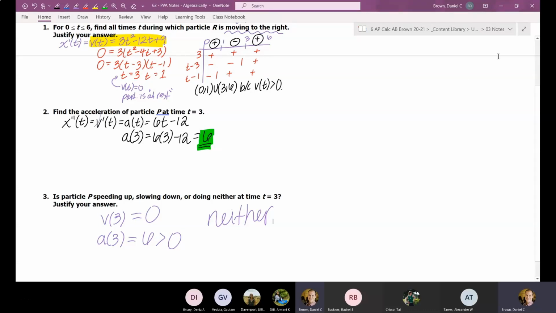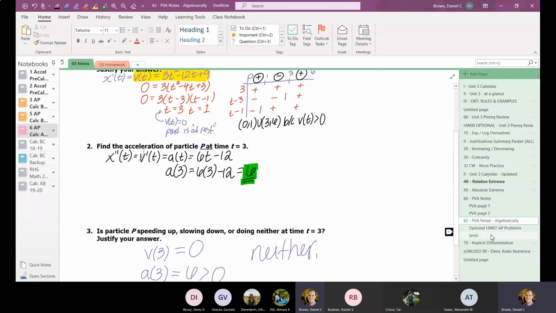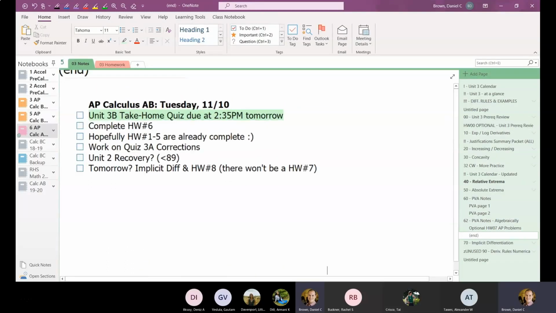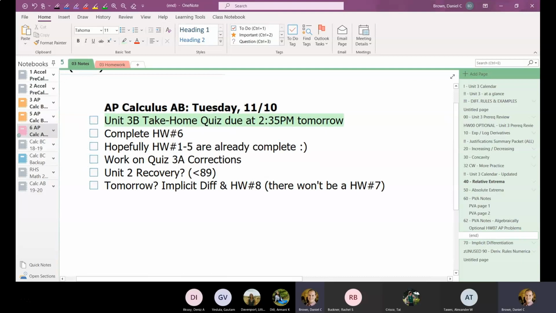So that's actually it for notes. I didn't plan on it taking too long today. Here is the checklist of what I want you to get done today, things to be thinking about. Remember, you do have that Unit 3B take-home quiz. I know some of you have already submitted that, which is great. I have not looked at it yet. I'm just going to look at it after the deadline. That does need to be submitted, if you have not finished it, before the start of class tomorrow. Please don't forget that, because it will lock right at 2:35 tomorrow.